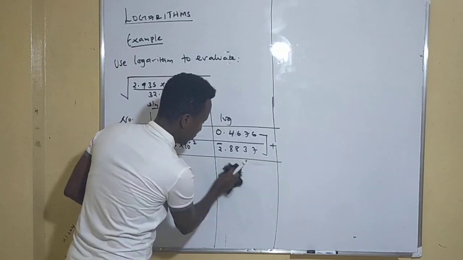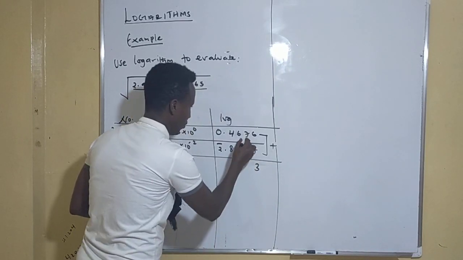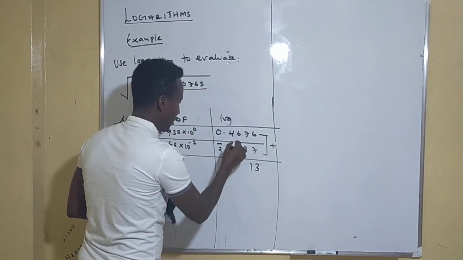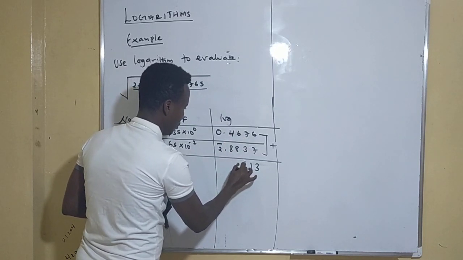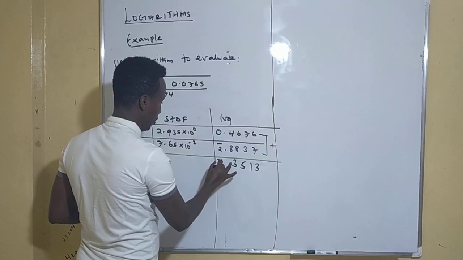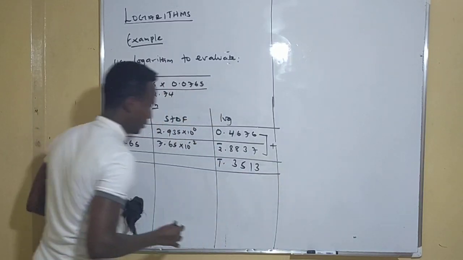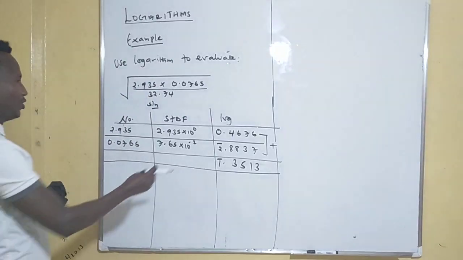Add them, we will have 13. 3 carry 1. 8, 11 carry 1. 7, 15 carry 1, 13 carry 1. So it will be bar 1. Please understand, logarithm is very easy. So this is the result.